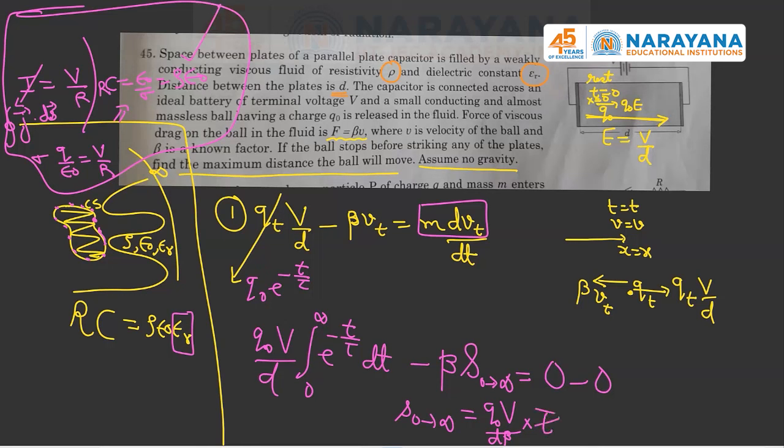Tau will be replaced by RC, and RC will be replaced by rho epsilon naught epsilon r. So if you look into the answer of the question, it is Q naught voltage rho epsilon naught epsilon r whole divided by d multiplied by beta. That is the correct answer. So it will take infinite time for the charge to stop. From rest state to the rest state, it will take infinite time, but it will travel a finite distance. And once it stops, it will stop forever because it won't have any charge, neither will it have any speed.